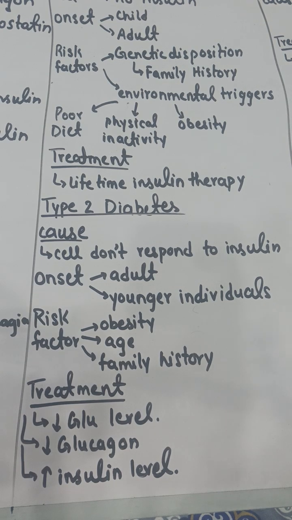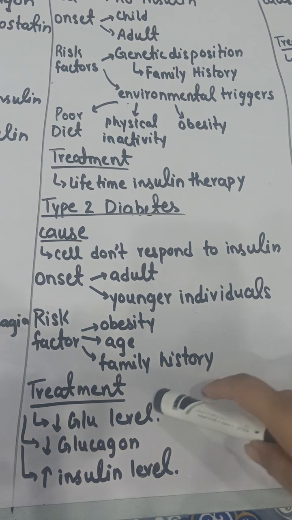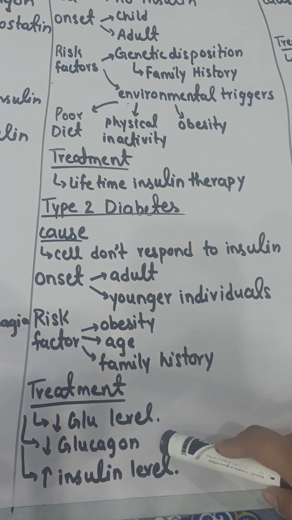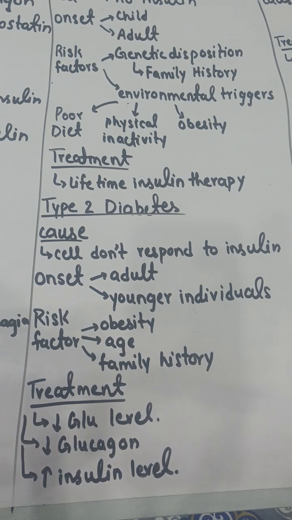And what is the function of all of these oral therapies? Actually, all of these therapies focus on decreasing your glucose level, decreasing the glucagon level, and increasing the levels of insulin. Glucagon is produced by the alpha cells of the pancreas.